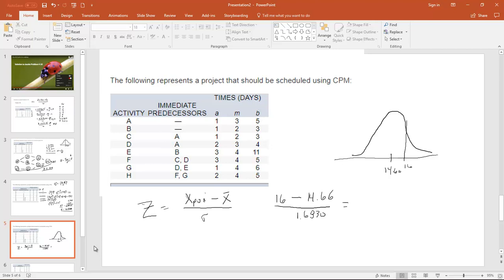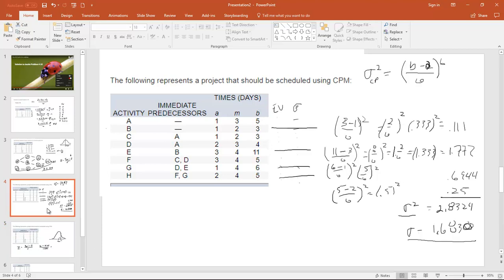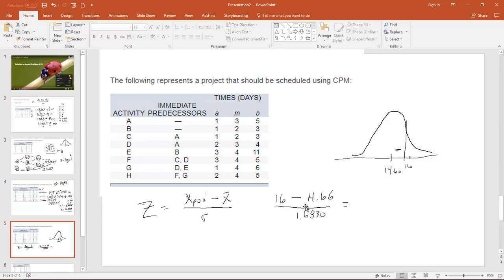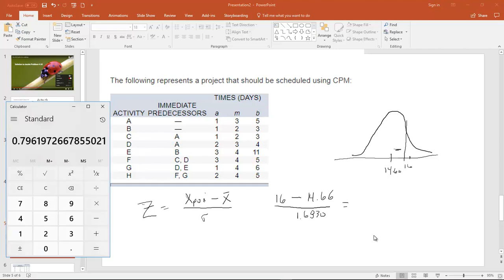So what we do is we take our point of interest, see how far away we are from the average, and compare it to what the standard deviation was. The standard deviation was just a little bit more. We figured out that the standard deviation was 1.68, but our distance here was only 1.33. So we're not quite a standard deviation away from the center point here. Good. Okay, so what did we calculate? Oh, yes, we got 0.7962.